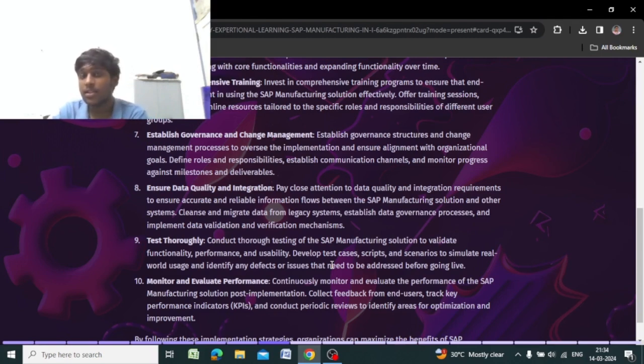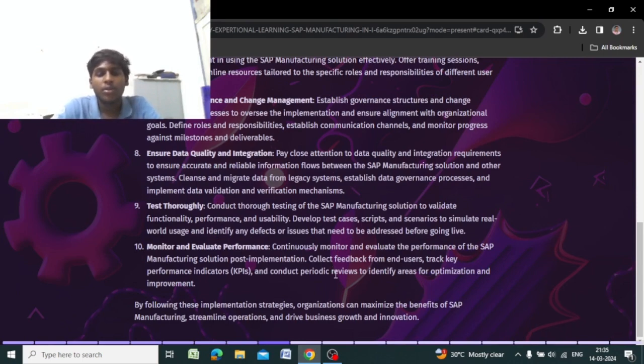The output and the result of the things being implemented should be taken, monitored and evaluated for the future reference of the company, and used as indicators for further applying of SAP. So this will increase the benefits of SAP manufacturing and drive business growth and innovation.